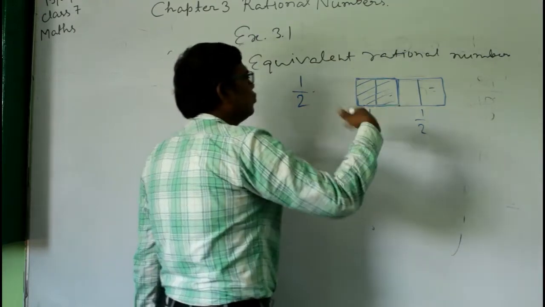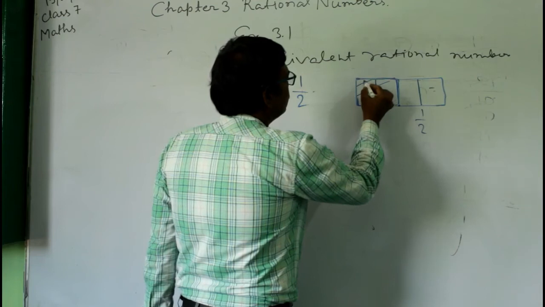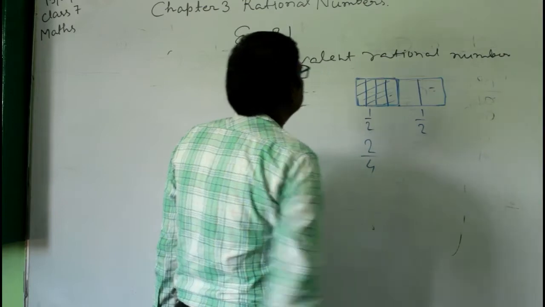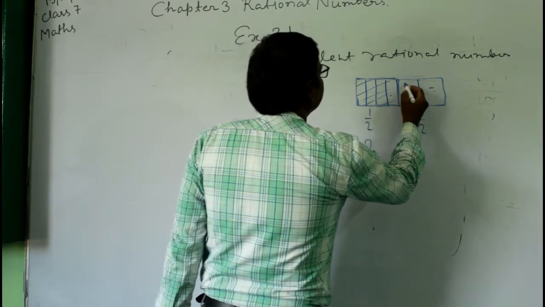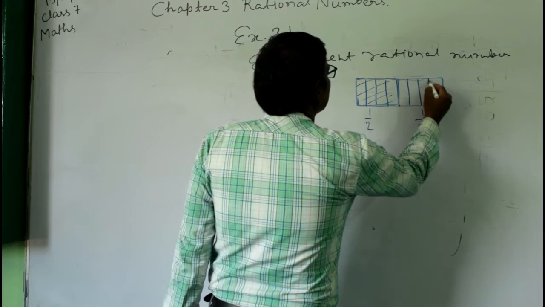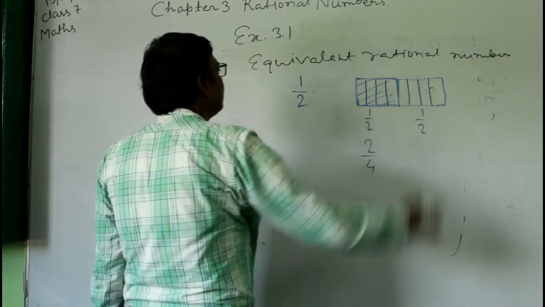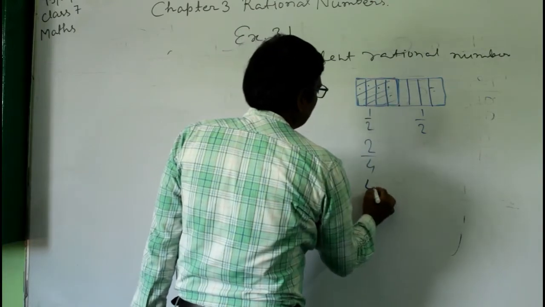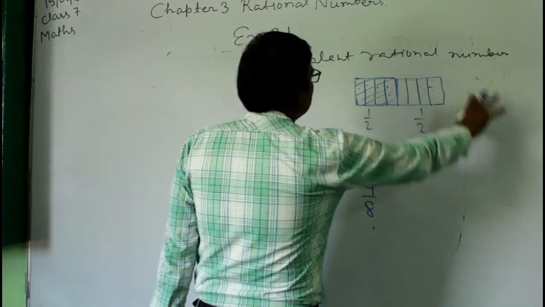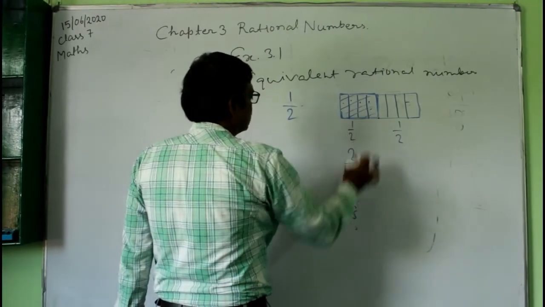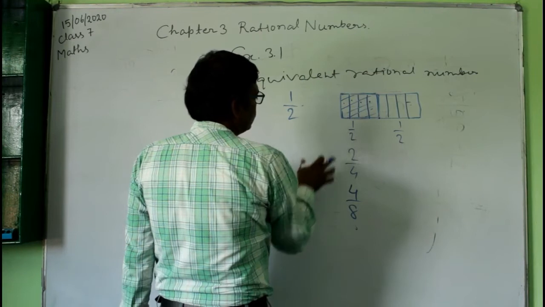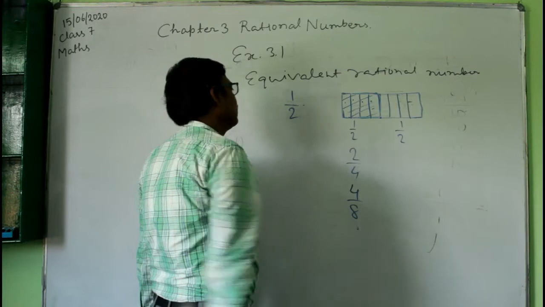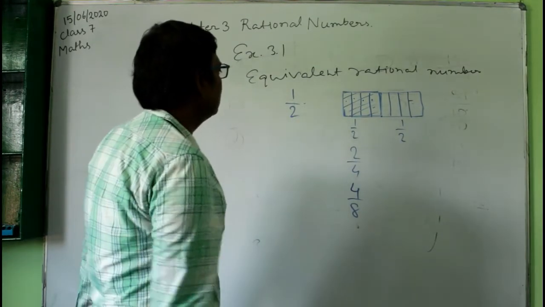Again, if you divide this into more parts, suppose you divide this further. In this there are 4 here, again here 4, so 4 parts here. That is now a total of 8 parts. So this will be 1, 2, 3, 4, that is 4 by 8, because now the total is 8 parts and here 4 parts. Now see that 1 by 2, 2 by 4, 4 by 8 all represent the same part of the figure here. That is why they are called equivalent fractions.